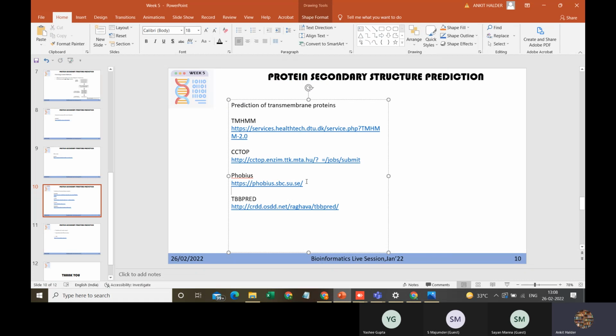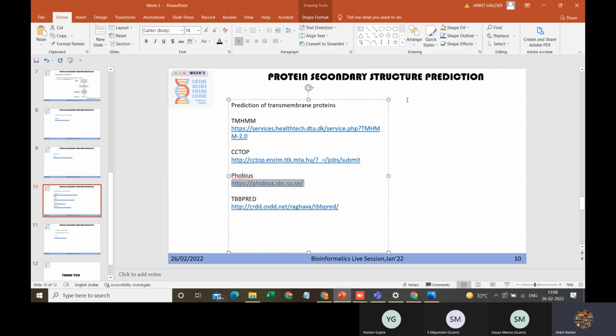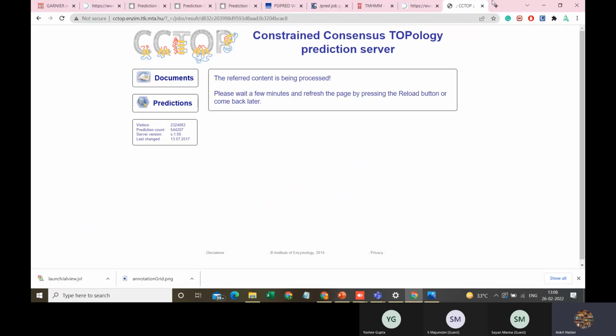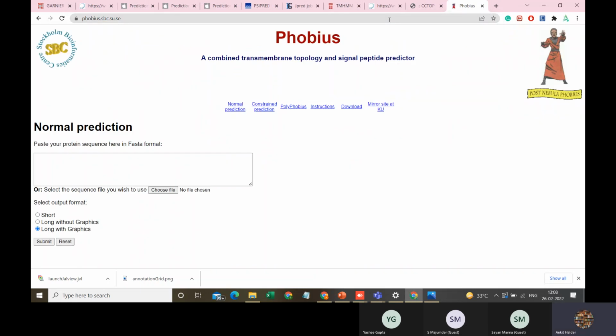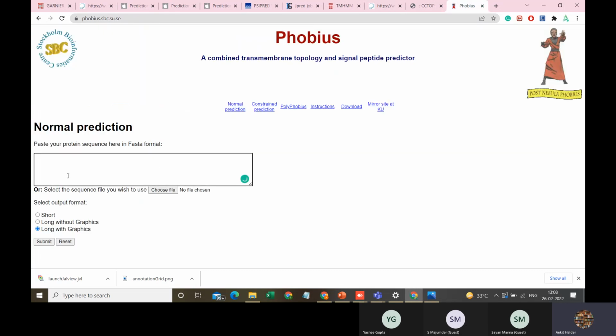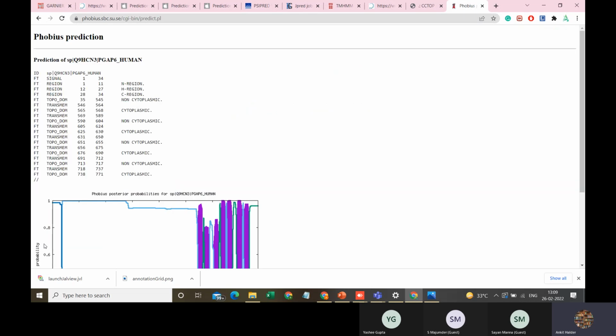So here another tool is this. You can see this obviously. It is a topology and signal peptide predictor, which also does the same thing. So we can trace the same sequence here also. We can compare the different results. Yes, so it is quite fast.